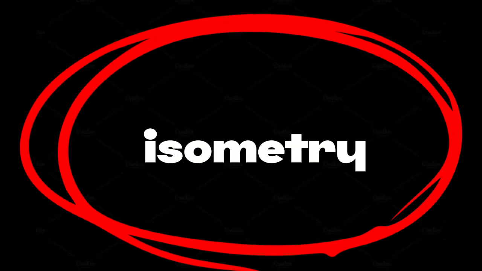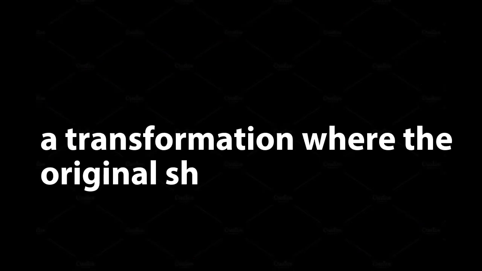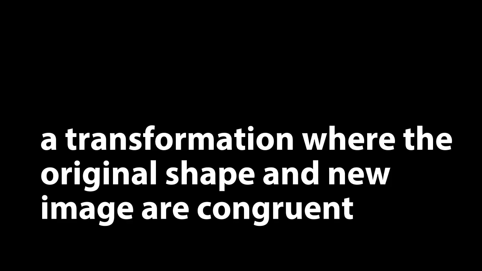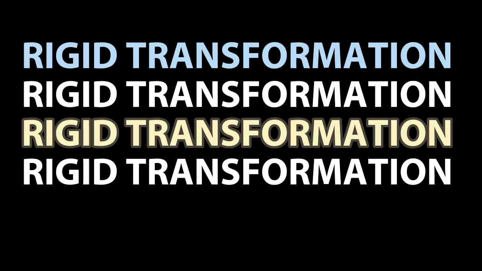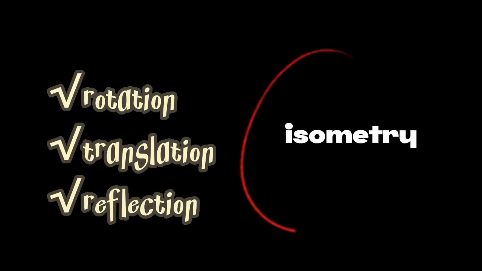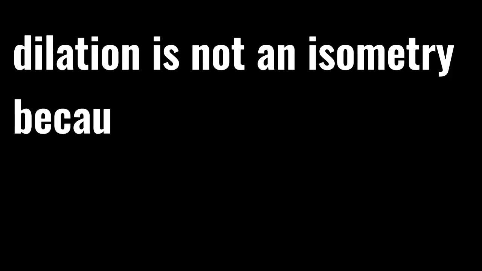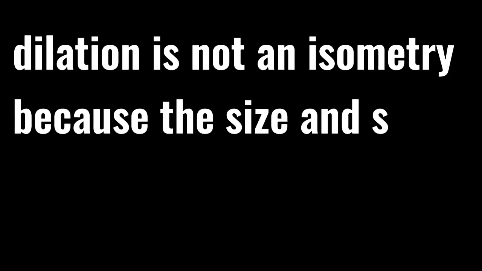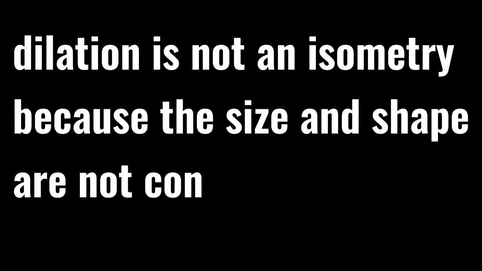Certain transformations are more specifically described, and we call those isometries. An isometry is a transformation where the original shape and the new image are congruent, also called a rigid transformation. Only rotations, translations, and reflections are isometries. The reason why dilation is not an isometry is that you're changing the size of the shape, so these two are never going to be congruent when you have a dilation.